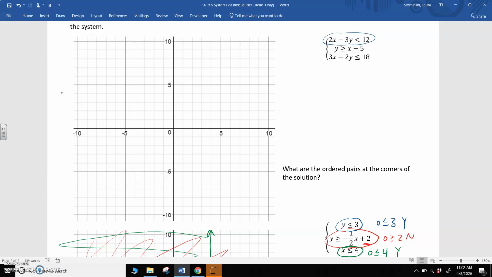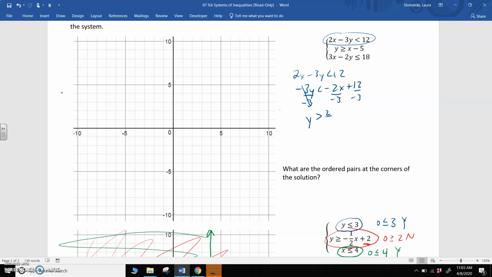So I'm going to take this one first. 2x minus 3y is less than 12. Subtract 2x, I get -3y is less than -2x plus 12. Don't forget to divide all 3 parts by a -3. So I get y, and I divided by a negative, so I also have to flip my symbol.